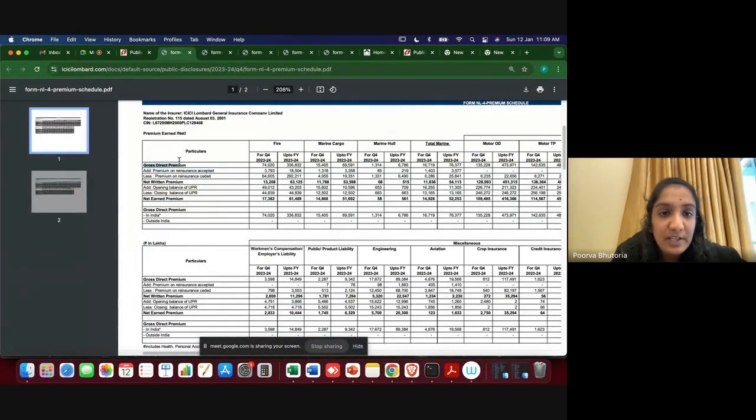So we've discussed gross direct premium, premium on RI accepted, less premium on RI ceded. Then what we get is the net written premium.